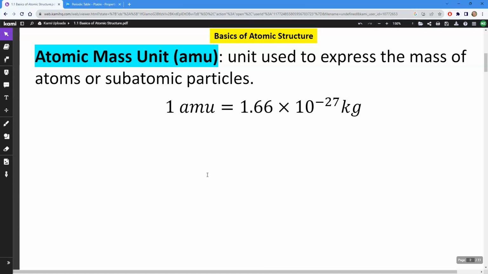So atoms are really small. Remember, if you have a negative exponent like we have here, that's a really small number. Atoms are so small we can't see them with our eyes, and we use an atomic mass unit rather than having to write out 1.66 times 10 to the negative 27 anytime we're working with masses of subatomic particles. So again, an atomic mass unit is just a simpler way of writing out that number right there.